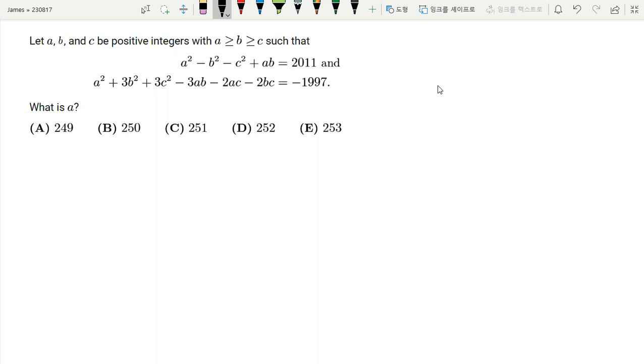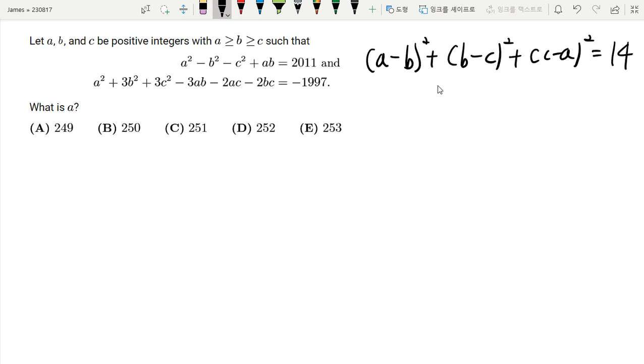So when we add these two equations, we can make this equation. So that means 2b14. It's like 2 squared, 1 squared, and 3 squared make 14.